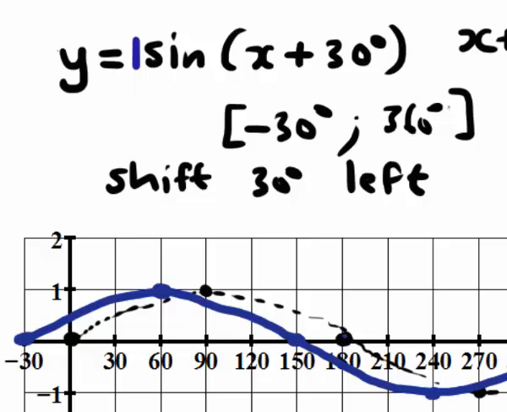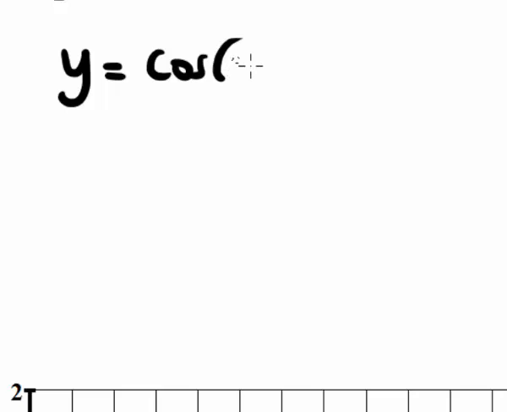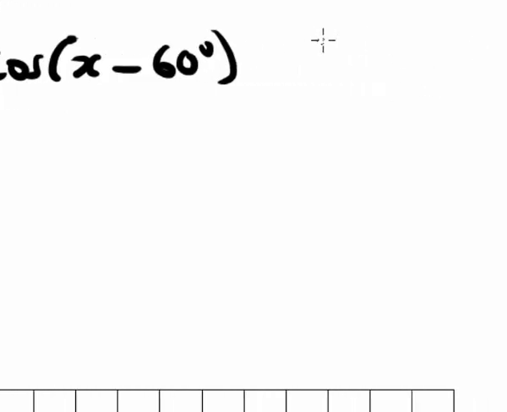What if we sketch another graph quickly? Let's have a look if we go to the right. What about a graph like cos x minus 60? If I said to you y is equal to the cos of x minus 60 degrees, and the restriction we can go, say, 60 degrees to 420.